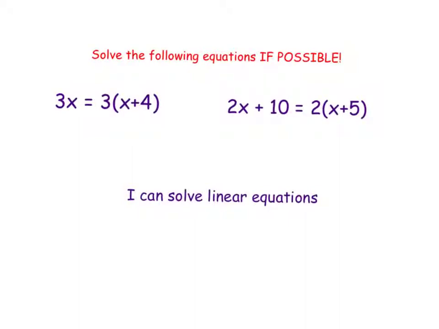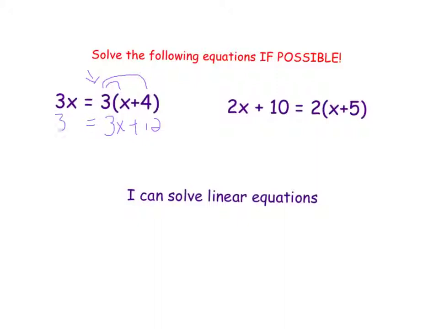Hello. Today we're going to continue solving equations, but with a little twist. The directions here say solve the following equations if possible. So let's try this. First thing I see here are my parentheses, so I know I'm going to have to do the distributive property. So I have 3 times x, which is 3x, and don't forget to dance with the guy on the other side. 3 times 4 is 12.